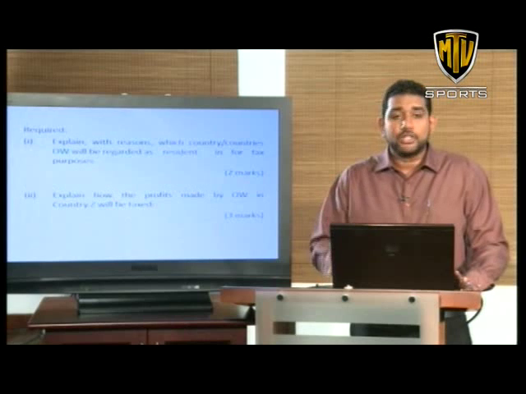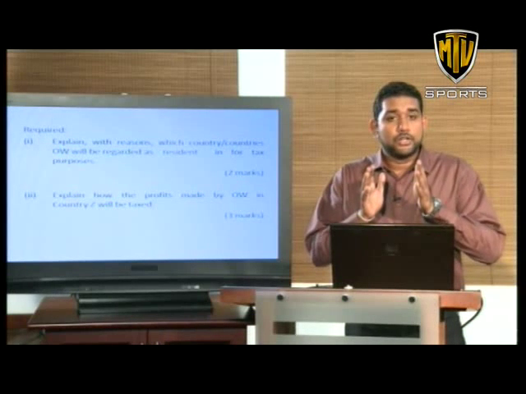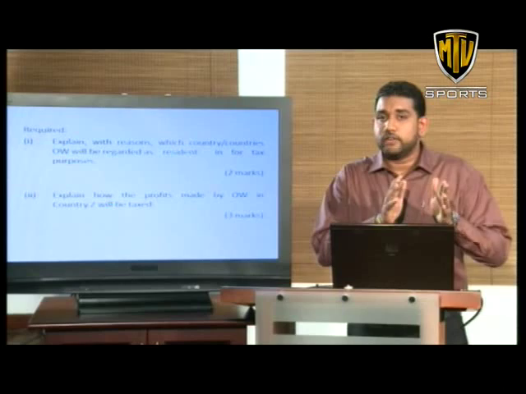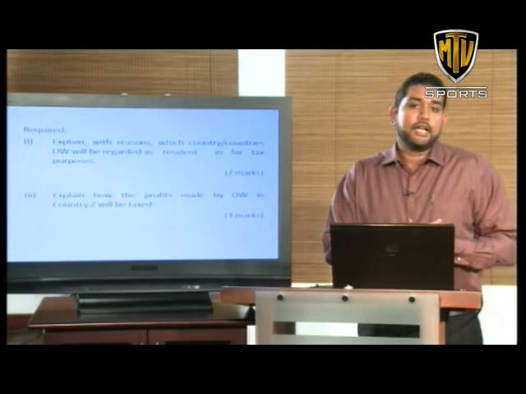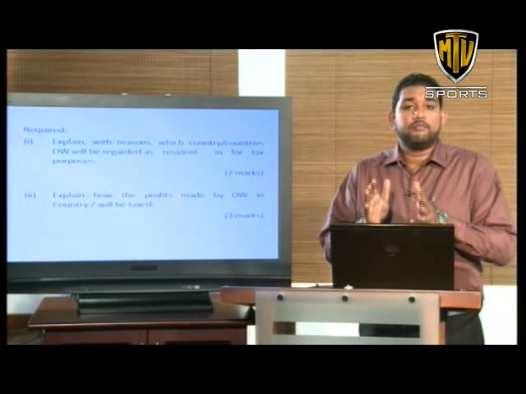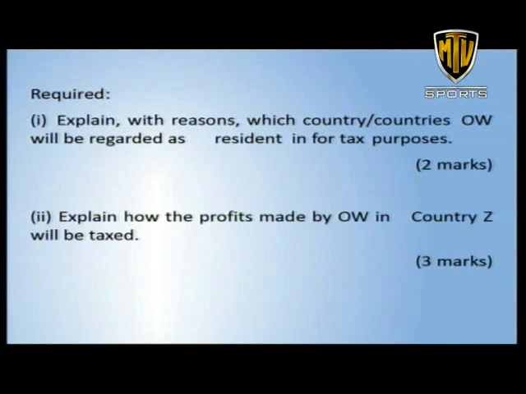So when we look at the question, explain with reasons which country or countries OW will be regarded as resident in for tax purposes, your answer should be: OW will be resident for tax purposes in country X. Why is that? Because OW's head office is in country X and all of OW's board meetings are held in that particular country. And that is where effective management control is exercised. So that's your answer for the first question, which will enable you to get a couple of marks.